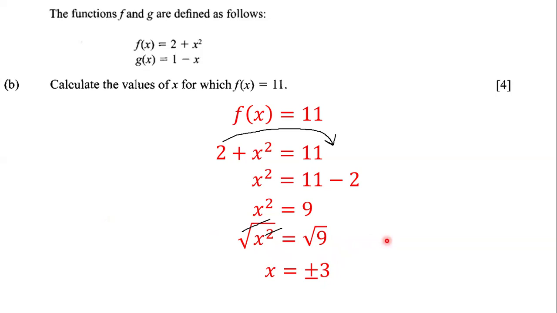And so what does that mean? That means that x could be either positive 3 or x could be negative 3. And so we have two values for x. It can be positive 3 or negative 3. And that's the answer to this question.